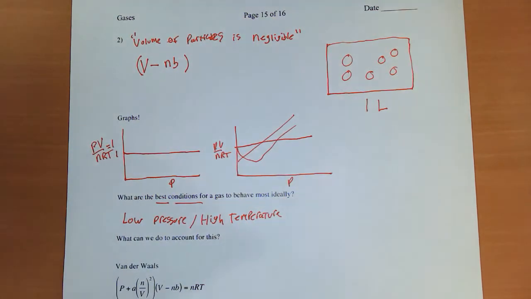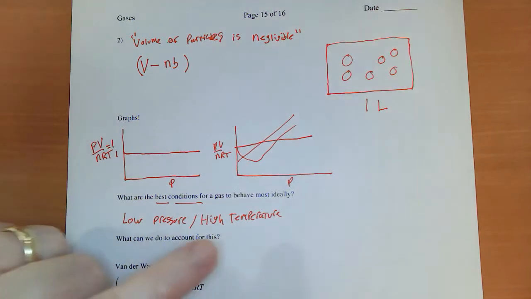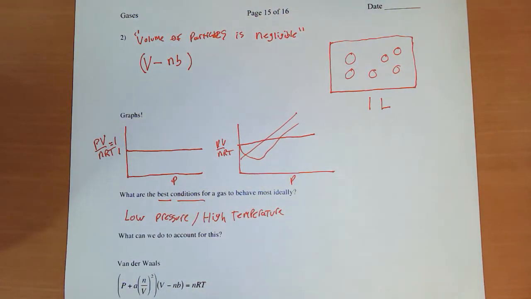Now, at low pressure, the particles are not pushed close together. That means the attractive forces between them will be at their lowest. We talked about Coulomb's law. We talked about distances between the particles. We've been through that before. Why high temperature? Well, high temperature is great because they're moving fast. And if they're moving fast, they are much less likely to interact with each other.